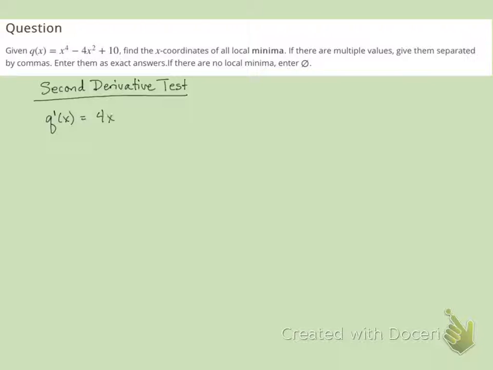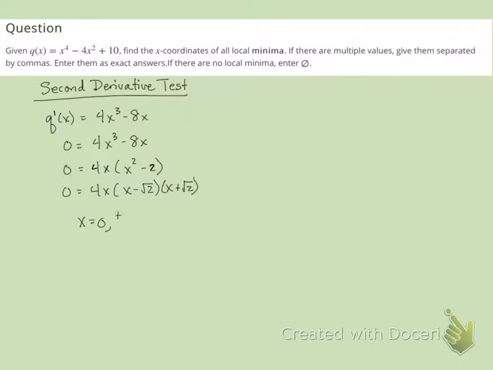We have 4x cubed minus 8x, and then we're going to set this equal to 0. There's no place that this is undefined, so I don't have to worry about that. And let's factor out 4x, and we'll have x squared minus 2. And I can keep factoring that as x minus the square root of 2 and x plus the square root of 2. And that will give me critical values at x equal to 0 and plus or minus the square root of 2.